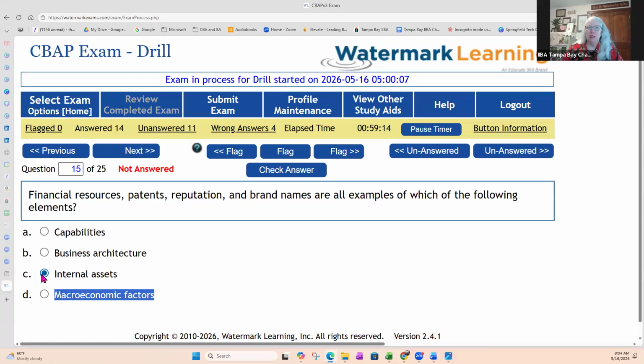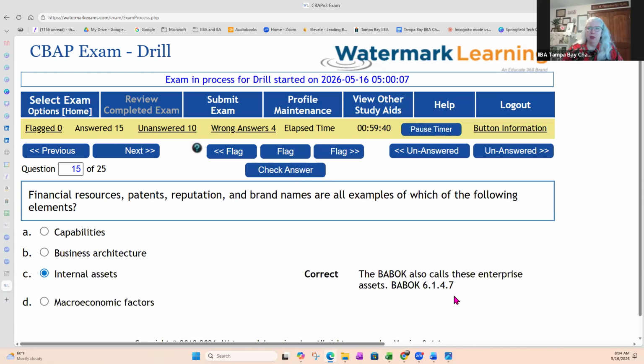Let me ask you this. Where is it held? Is it held internally or is it held externally? It does affect external, but is it held externally? Yeah, that's a good way to explain it. I think it's held internally, but it is viewed externally. Right. Let's test C. The BABOK also calls these enterprise assets.